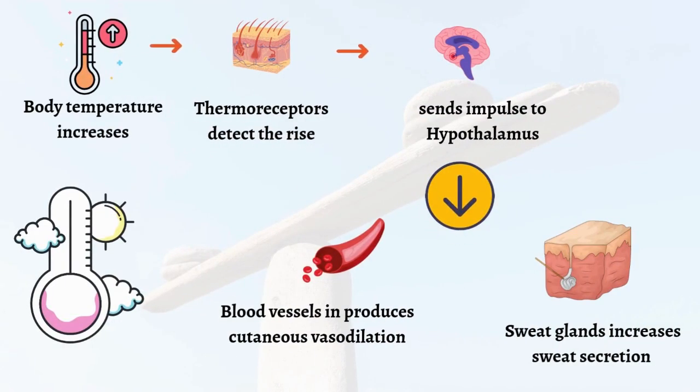When the body temperature rises due to heat exposure or exercise, the thermoreceptors in the skin send impulse to the hypothalamus and detect the rise in the body temperature. The hypothalamus, which is the control center in the brain, compares the actual body temperature. Then it sends impulse to the effector, which is nothing but sweat glands or blood vessels. Sweat glands increase the sweat secretion, whereas blood vessels in the skin produce cutaneous vasodilatation. The action of the sweat cools the body, whereas increased blood flow to the skin surface dissipates the heat. Finally, the body temperature returns to the normal level.